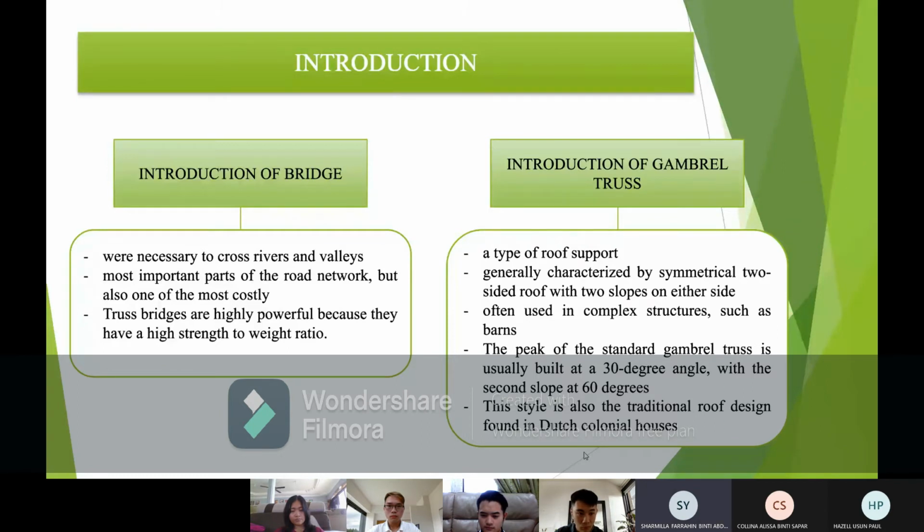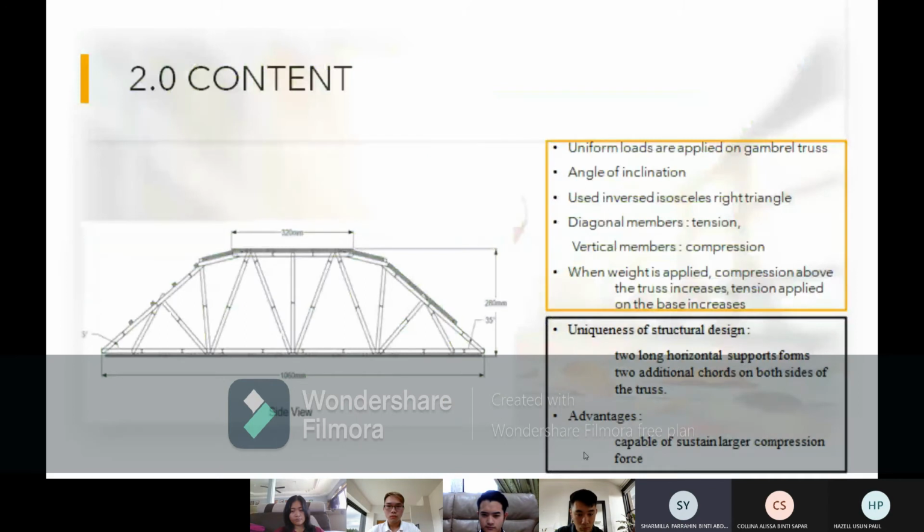So next, we proceed with Jason. Okay, thank you, Sharmilla. I'm Jason Shintia with the matrix number of 75126. Consequently, a uniform load will apply on the gambrel truss at the center of four equal division rafter members. The change in the angle of inclination with the horizontal from the lower rafter to the upper rafter is practically advantageous to its structural design.